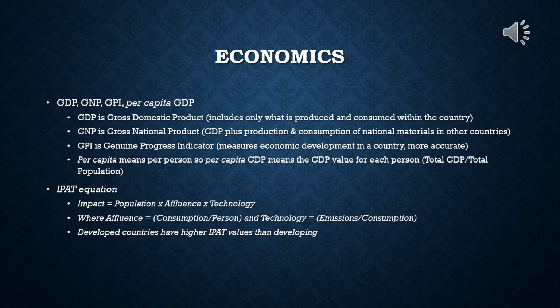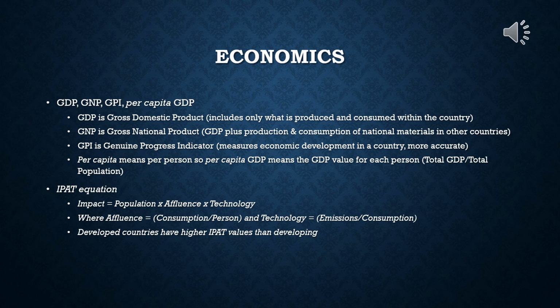We also talk about things per capita, which is a Latin phrase meaning per person or per head. So per capita GDP means the GDP value for each person in a population. You can figure that out by taking the total GDP and dividing it by the total population. This can give you a decent idea of how much individuals make and how much the value of the resources are worth for an individual person in the population.